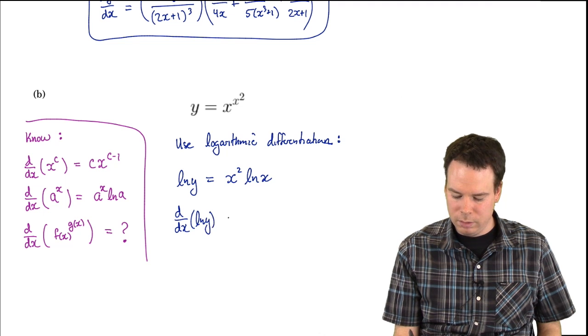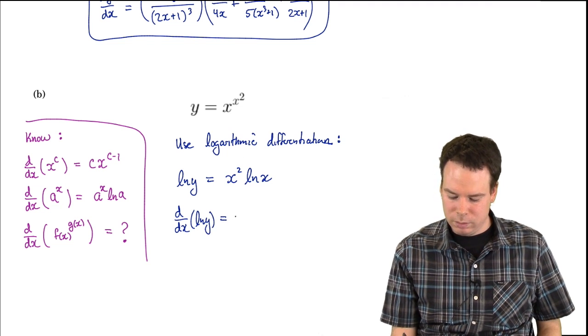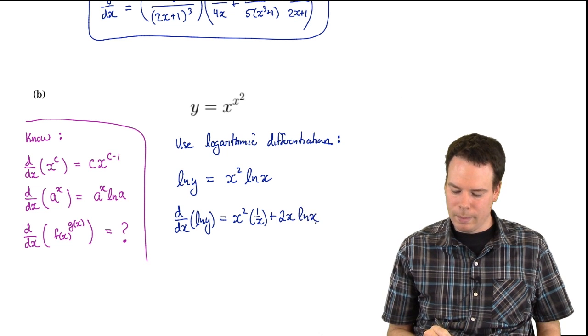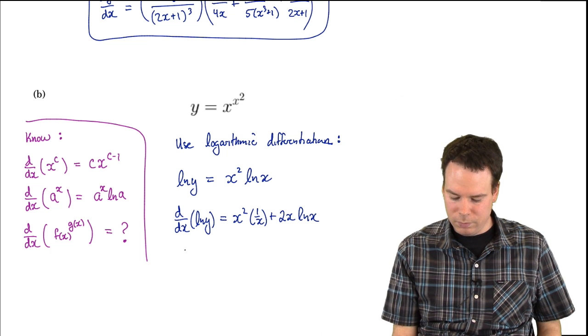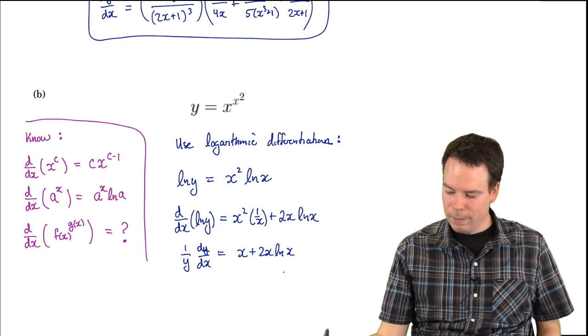ln of y is equal to, well, I'm going to need to use the product rule here. So it's the first times the derivative of the second plus the derivative of the first times the second. Now, the derivative of the natural log of y was 1 over y dy by dx. So that's equal to x plus 2x ln of x.